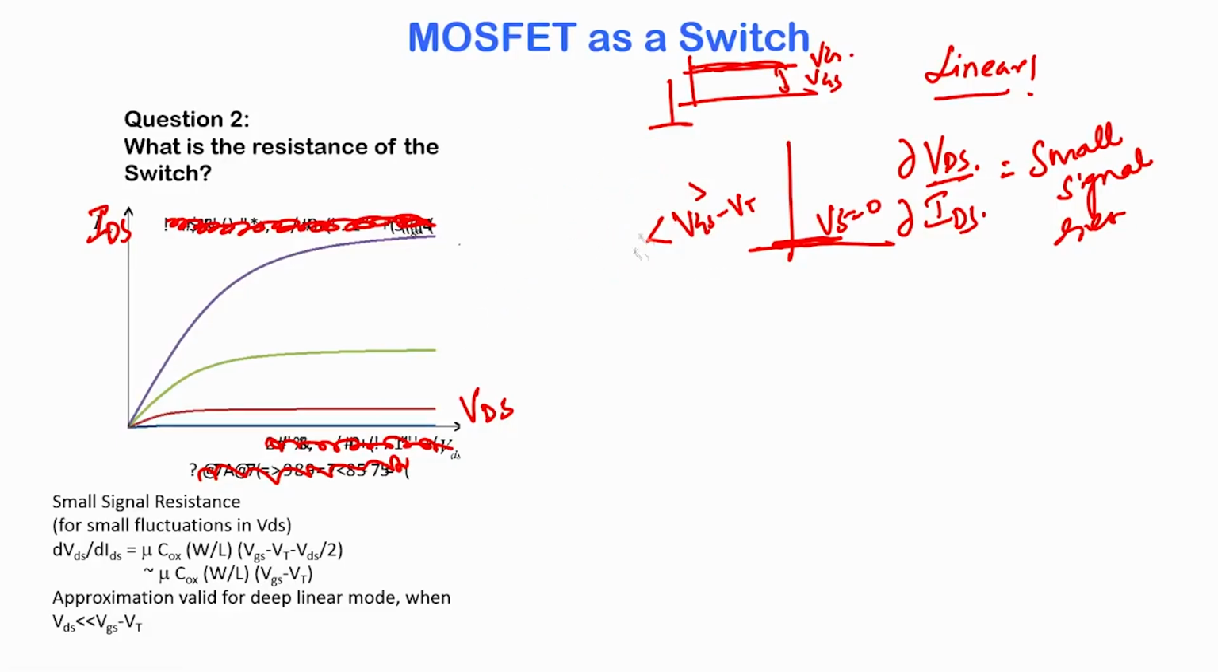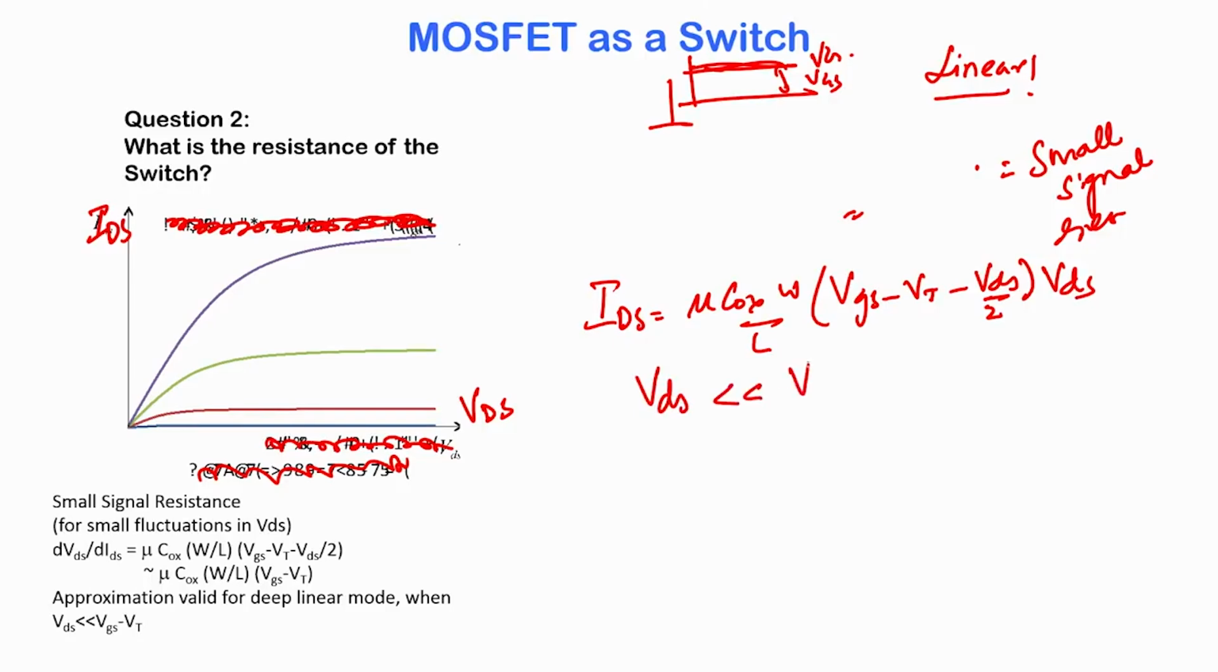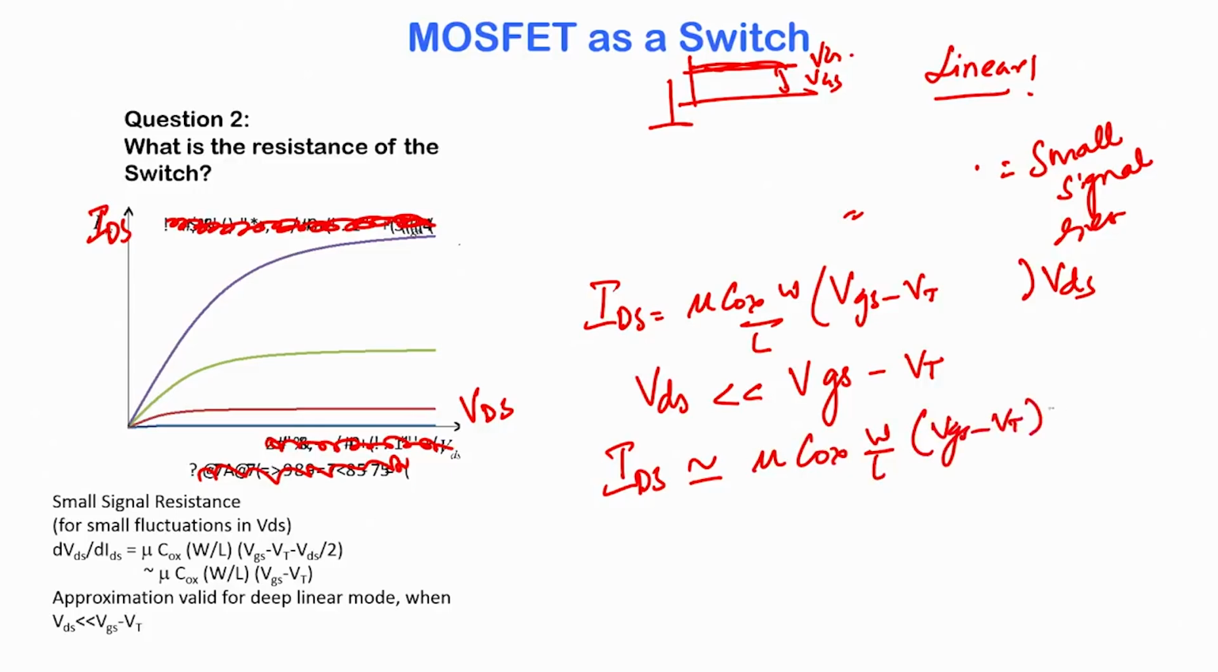So, what is the value of that? Since we have biased the MOSFET in linear mode operation, what is IDS? IDS is mu Cox W over L into VGS minus VT minus VDS by 2, into VDS. And if my VDS is much smaller than VGS minus VT, we could ignore this term, and therefore, IDS is approximately mu Cox W over L into VGS minus VT into VDS.